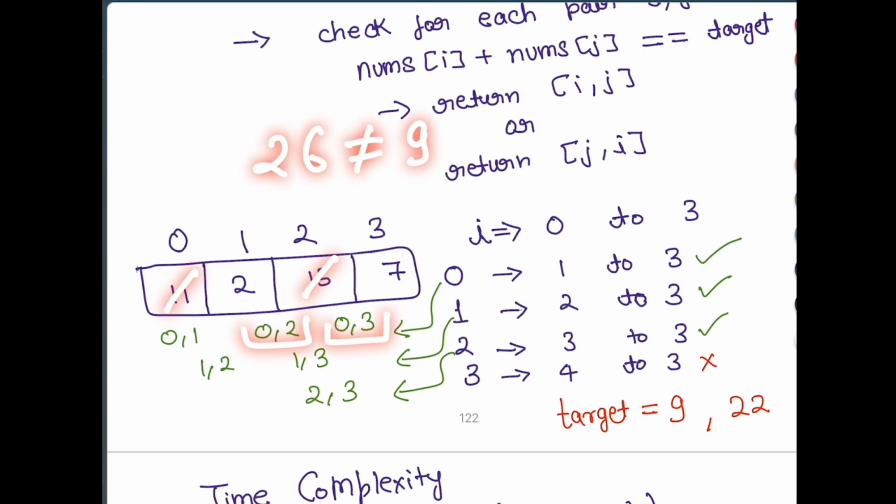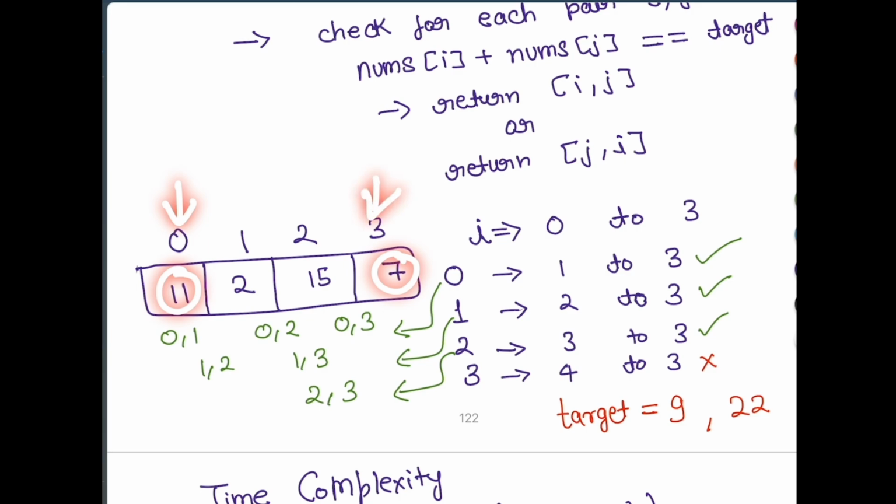So 0, 3, which is the next pair, which is 11 and 7, because they are at index 0 and index 3. So 11 plus 7 is 18, which is not equal to 9. So with i equal to 0, we are not able to find the answer. Let us say i is equal to 1.